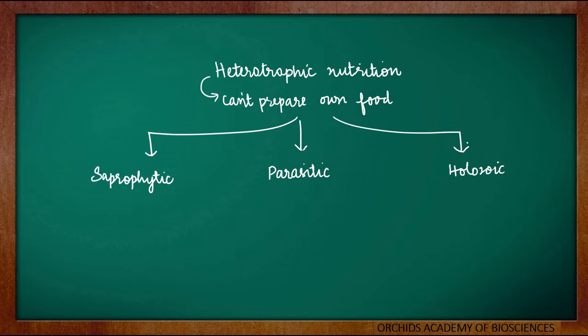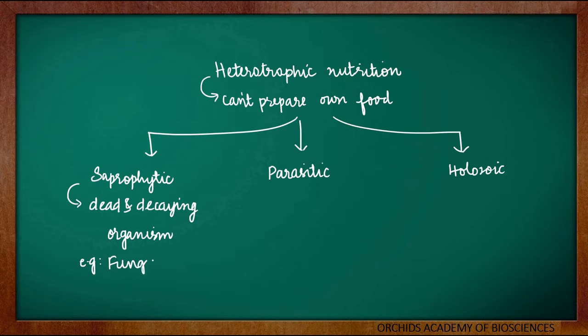In saprophytic mode of nutrition, the organism obtains the nutrients by absorbing directly from some dead and decaying organism. We can write example here as fungus, like mushrooms, which grow on the bark of dead trees.